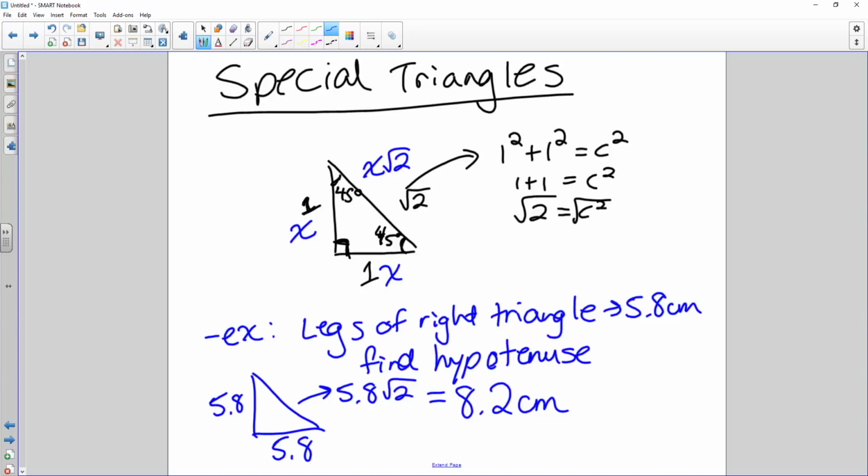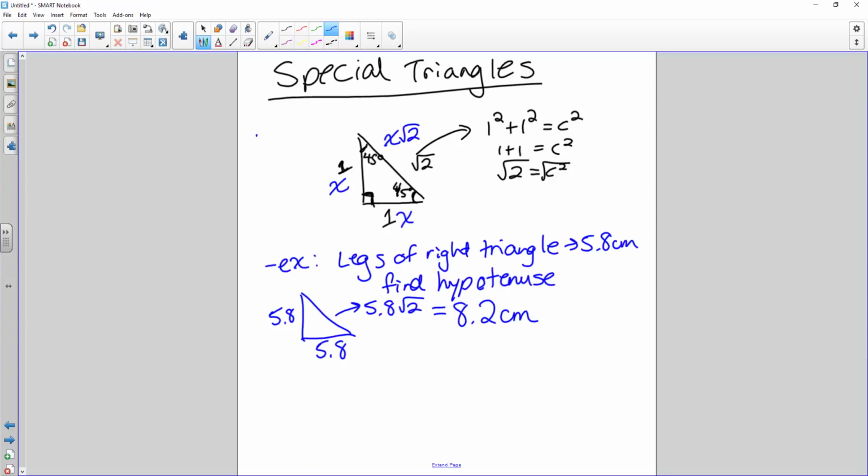Okay, so this is called a 45, 45, 90, sometimes called a special triangle. Also on this example, let's say I were asked what the degrees are. I know that these are 45 degrees each. Since the legs are the same, that means the angles have to be 45 degrees.